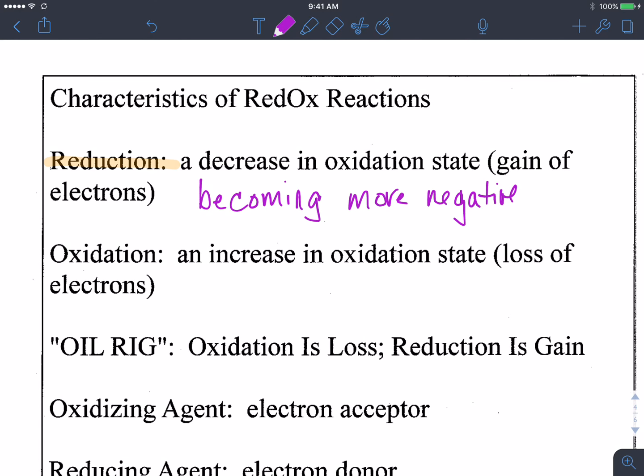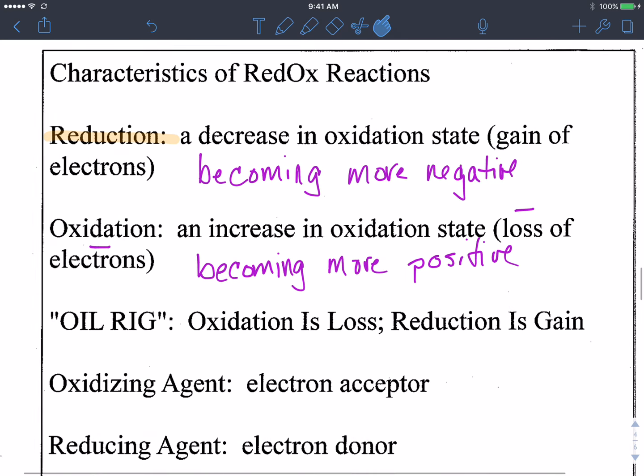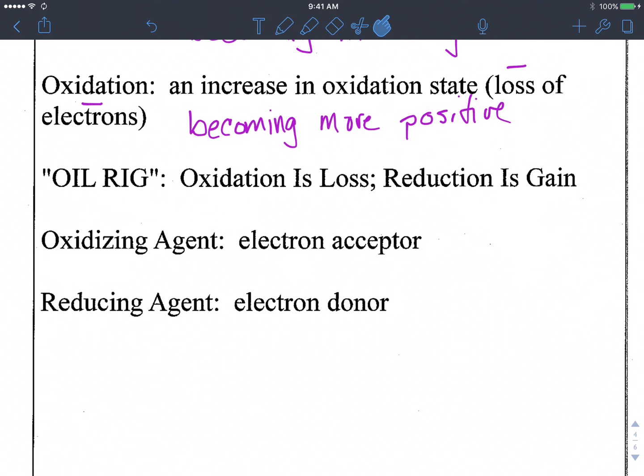Oxidation is an increase in oxidation state, which is a loss of electrons. And if you're losing a negative particle, you are becoming positive. You're not. The species is. But you get the idea. So, some mnemonics to remember this. OIL RIG. Oxidation is loss, reduction is gain. Of course, they're speaking in terms of electrons, not in terms of charge or oxidation state. They're talking in terms of electrons.